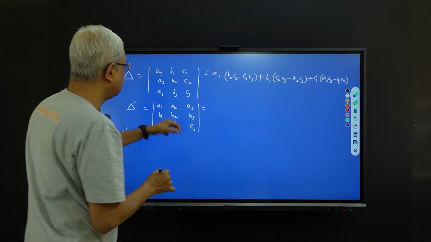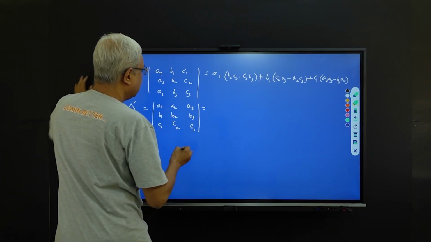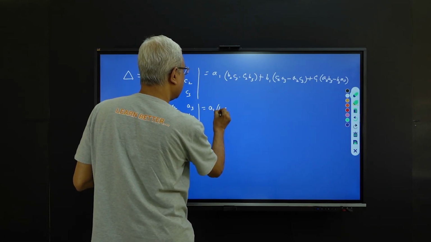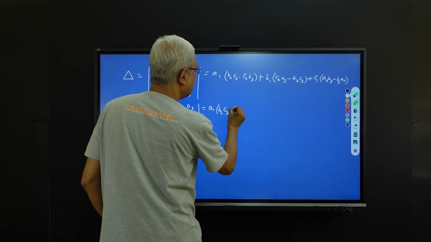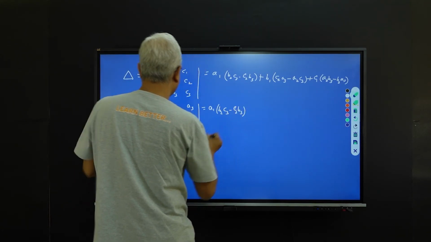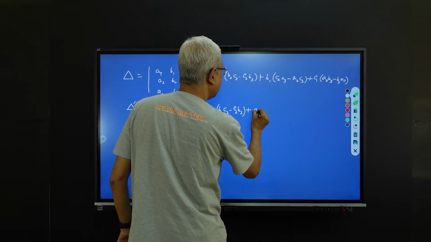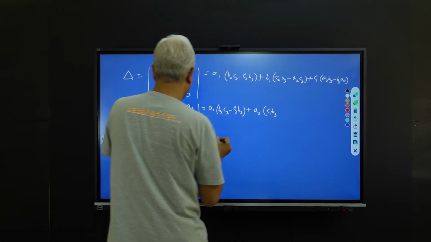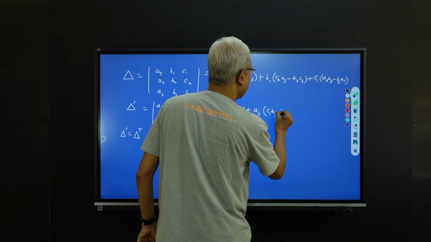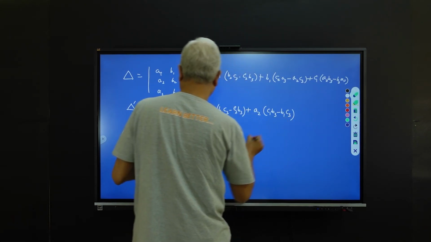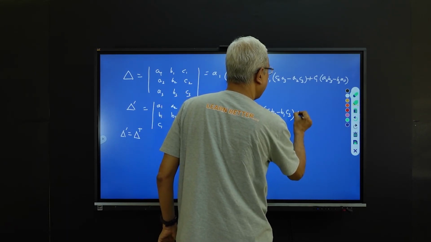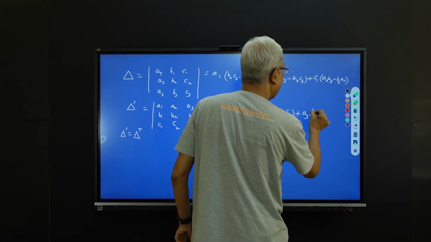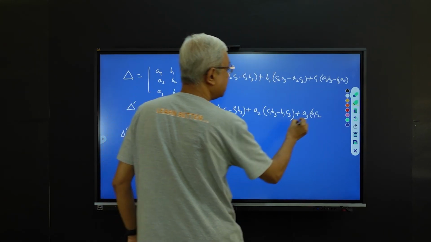Now, what is the value of this determinant delta dashed, or delta transpose? It is nothing but A1, B2, C3 minus C2, B3, plus A2, C1, B3 minus B1, C3, plus A3, B1, C2 minus C1, B2.